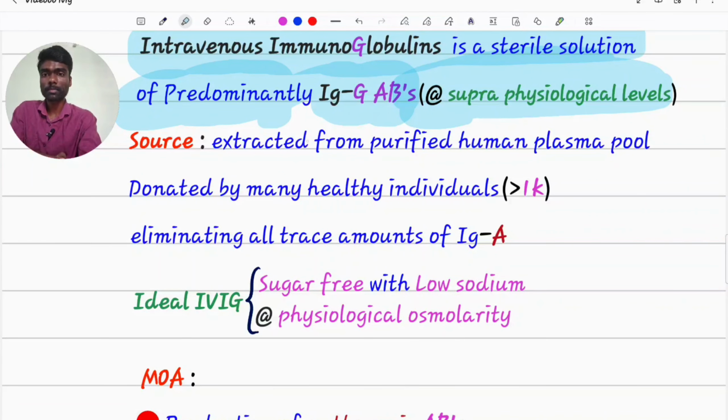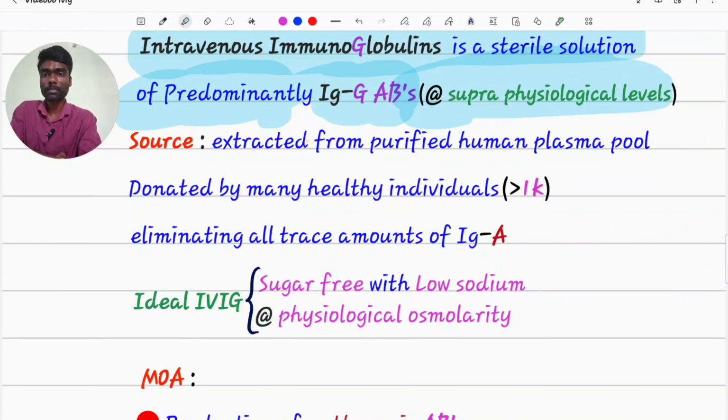Ideal IVIG should be sugar free with low sodium and should be at physiological osmolarity, without causing any hyperviscosity and thromboembolic events. It should be at physiological osmolarity with sugar free and low sodium.